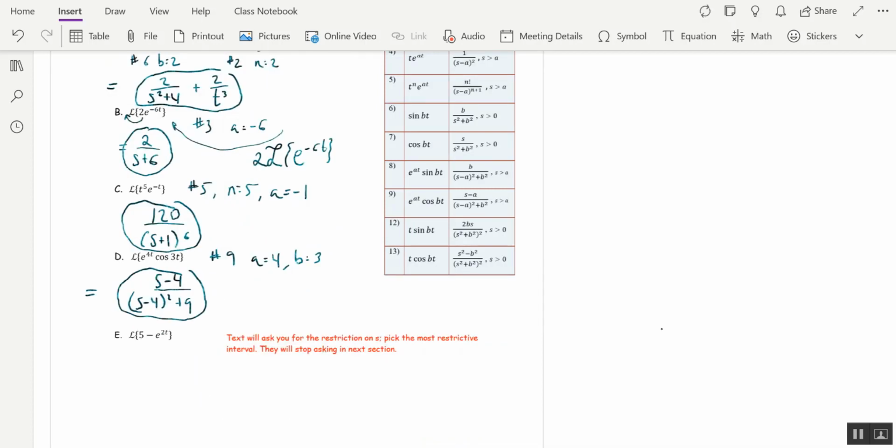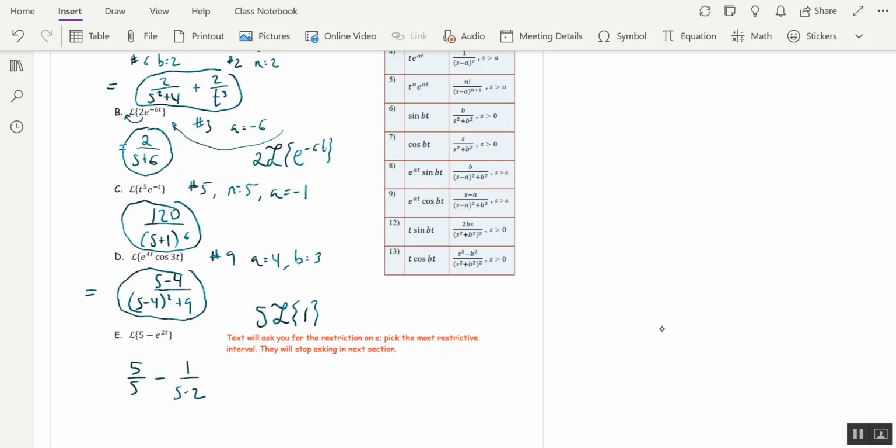Okay, next one's a combo. L of 5, think of that as 5 times L of 1. L of 1 is 1 over s. So this will be 5 over s minus, the next one's going to be 1 over s minus 2.